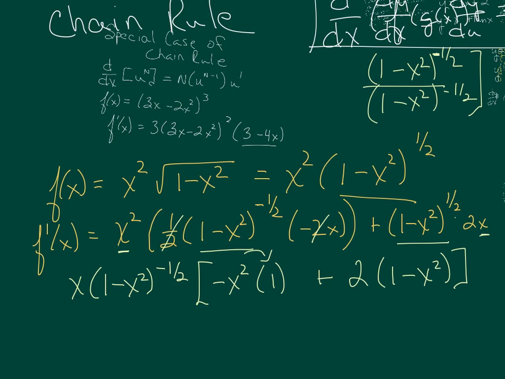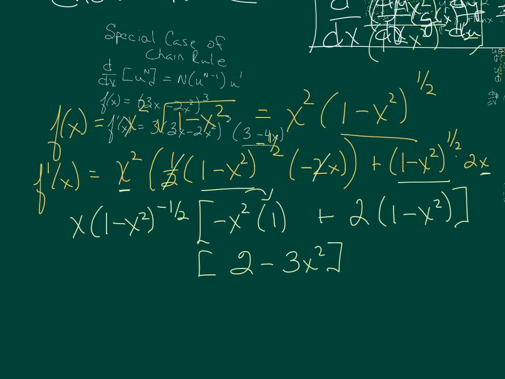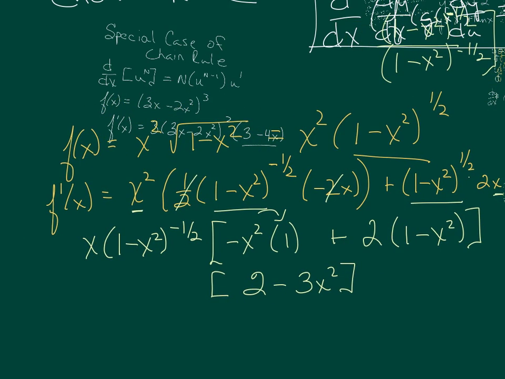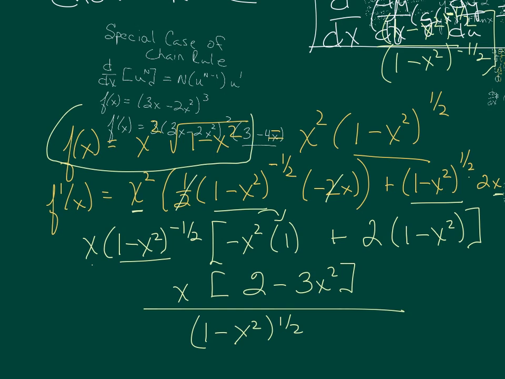Right, so if we simplify here, I'm going to have negative x squared plus 2 minus 2x squared. So we'll have 2 minus 3x squared when we simplify what's inside. We can move this to the denominator. And this stays in the numerator. So here is our derivative for this function that we started with.